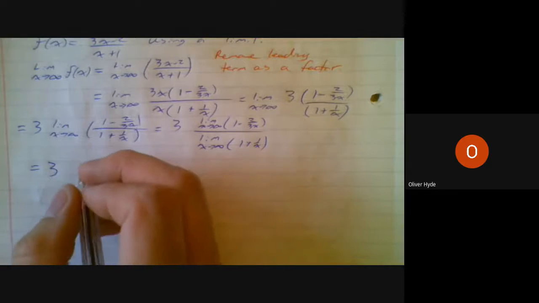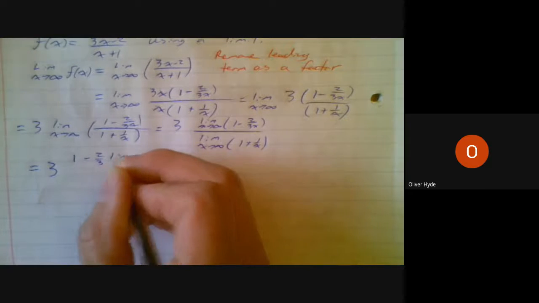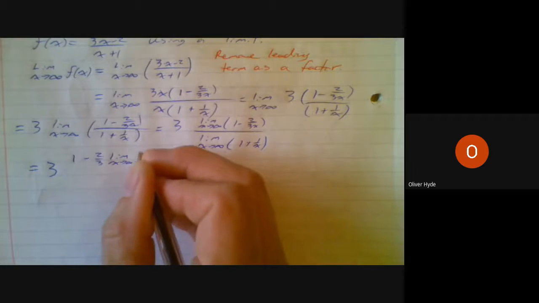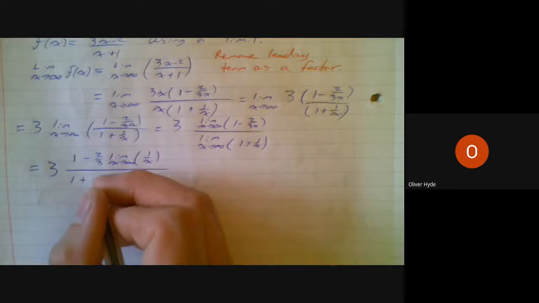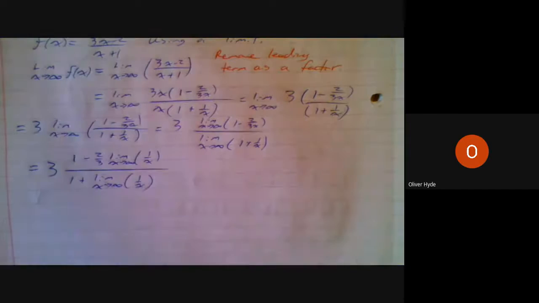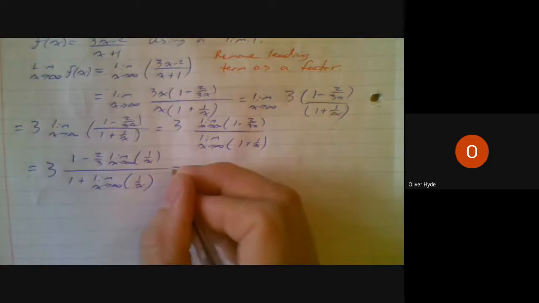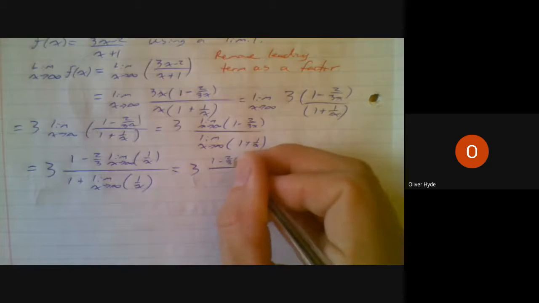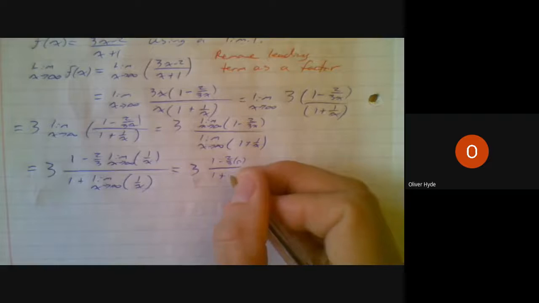I will have 1 minus 2/3 multiplied by the limit as x grows without bound of the reciprocal of x, all over 1 plus 1 times the limit as x grows without bound of the reciprocal of x. And there's one of my new definitions. We say that as x grows without bound, the limiting behavior of the reciprocal of x is going to be 0. So I get 3 multiplied by 1 minus 2/3 times 0 divided by 1 plus 0.